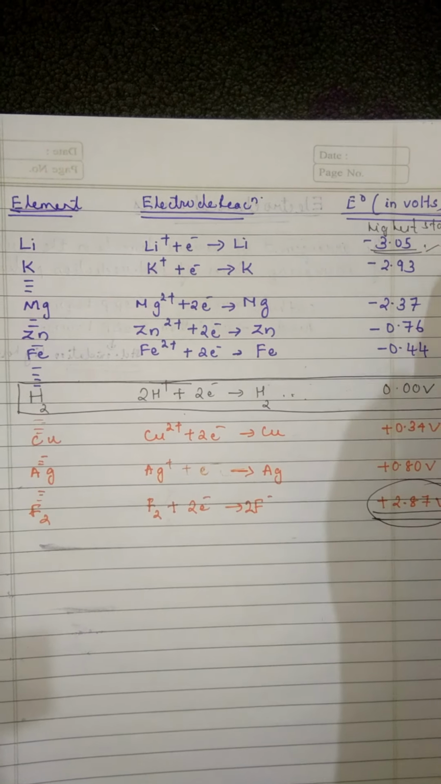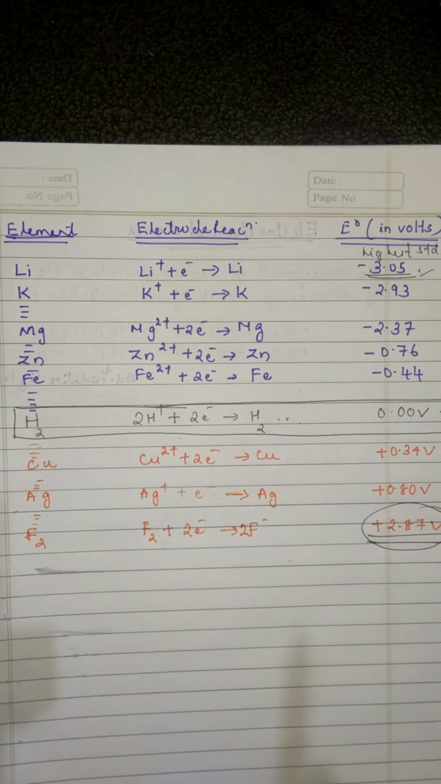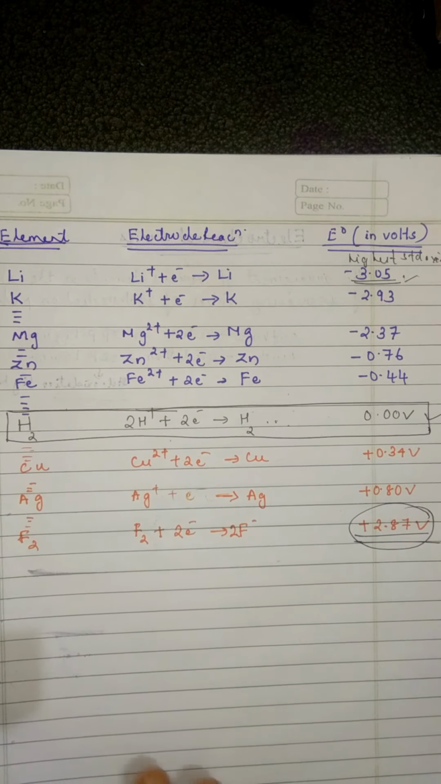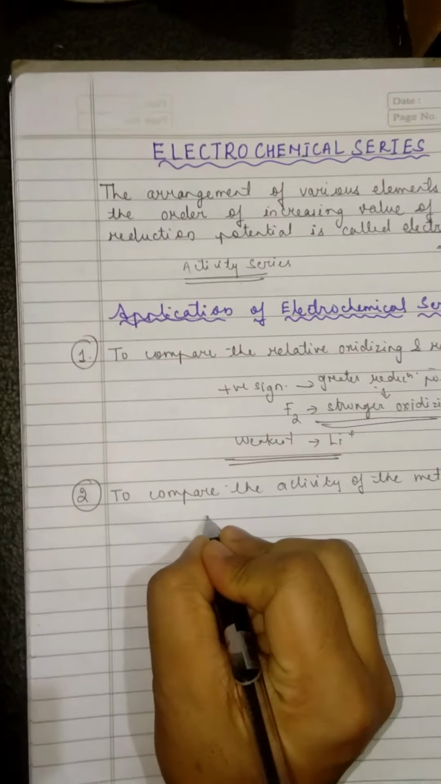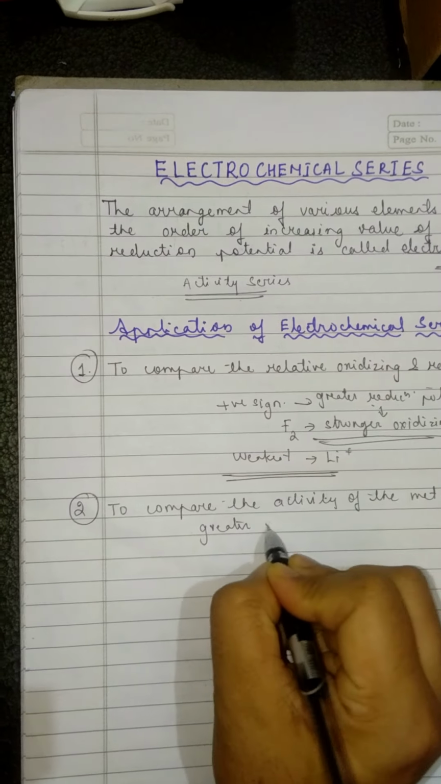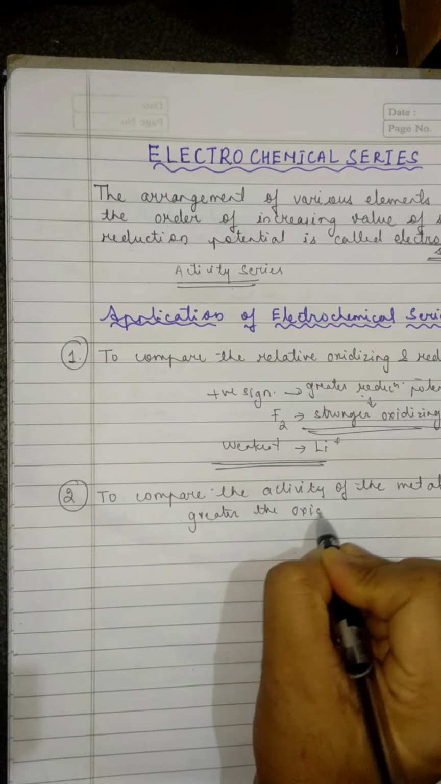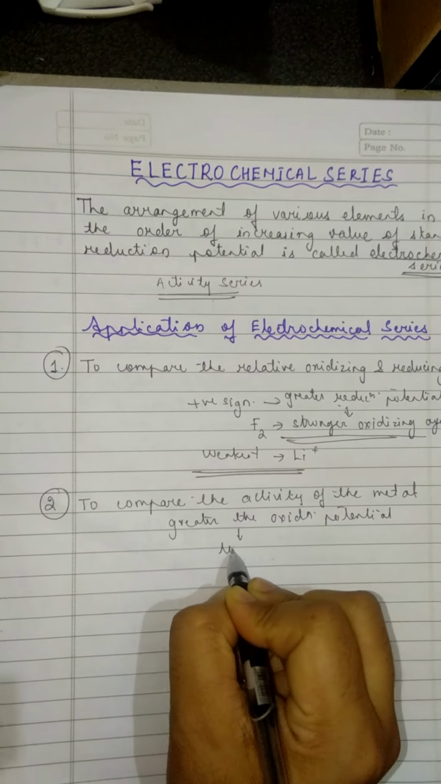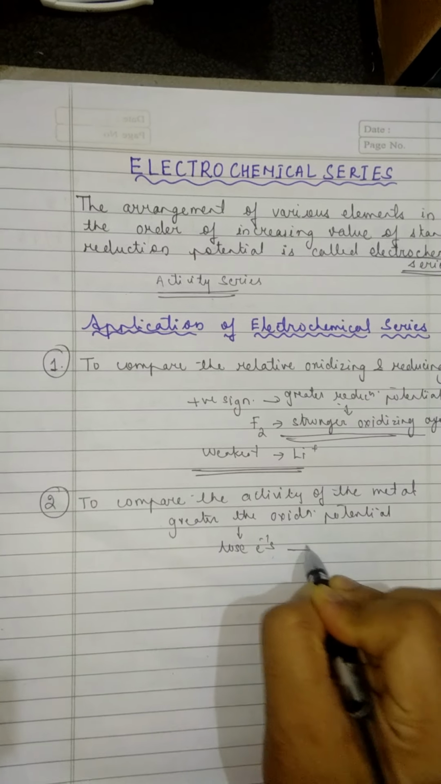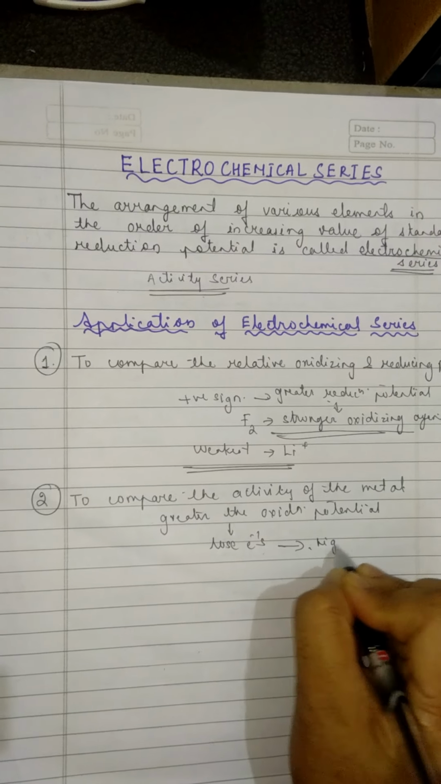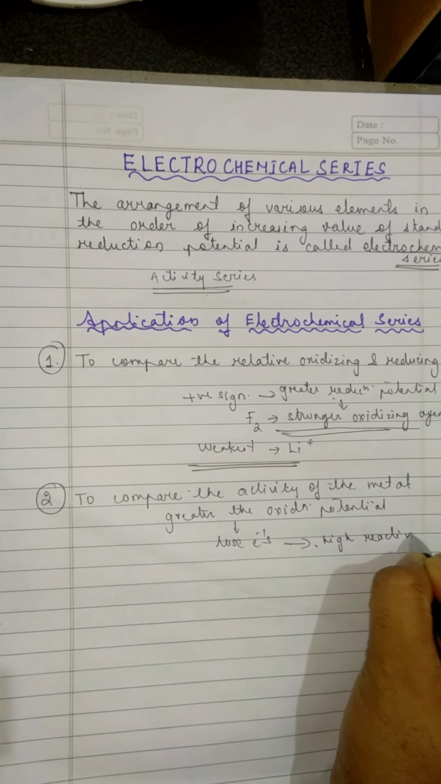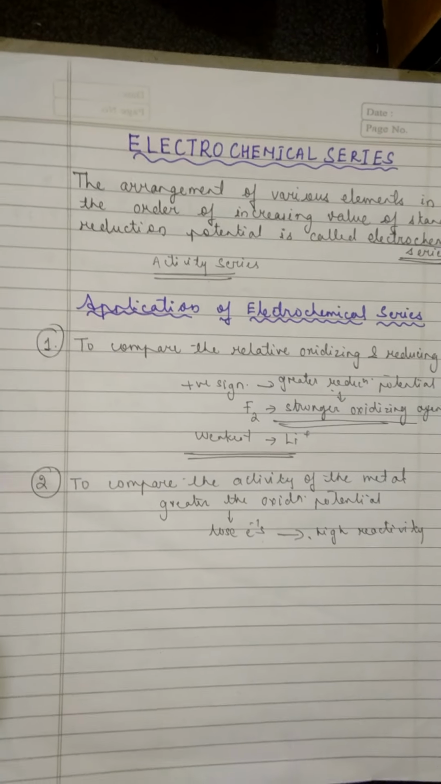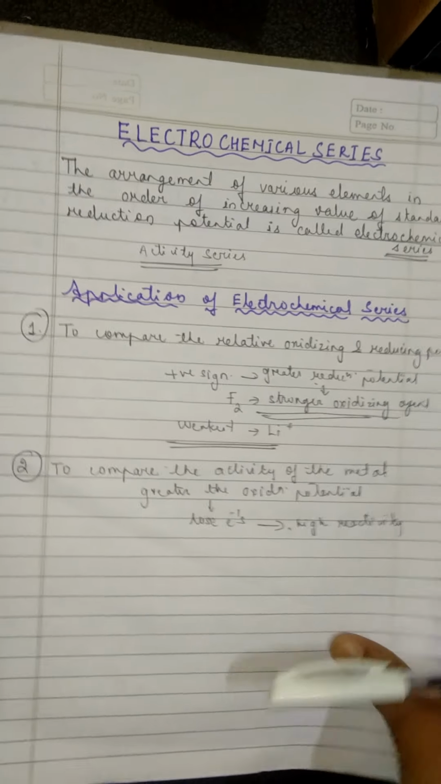So we can say that in this electrochemical series, the greater the oxidation potential of a metal, the more easily it can lose electrons. That means it will have a high reactivity. Greater the oxidation potential, the higher the reactivity.